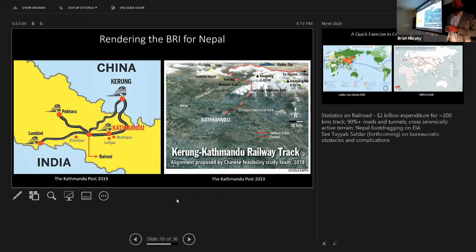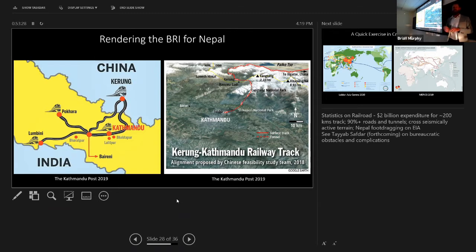Chinese officials have not been able to come to terms, have not completed the environmental impact assessment to such a point at which the financial modalities can be agreed upon for this type of development. As Tayyab has written about, the bureaucratic obstacles are really standing in the way of implementation, but so are shifting tides of political alliances. Maoist leadership tends to be more closely aligned with Beijing, whereas Nepali Congress leadership is more closely aligned with Delhi.